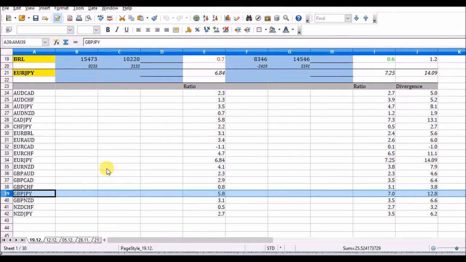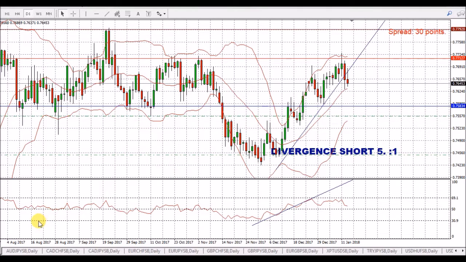So anyway, we'll get straight on to a quick look at the charts, and we'll start as ever with the AUD Swiss franc. We've got a short divergence of 5 to 1. We've come down on the RSI quite swiftly and cut through the trend line here on the candles. So I think this is going to increase over the next couple of weeks. We're going to see quite a lot of weakness on the Australian dollar.